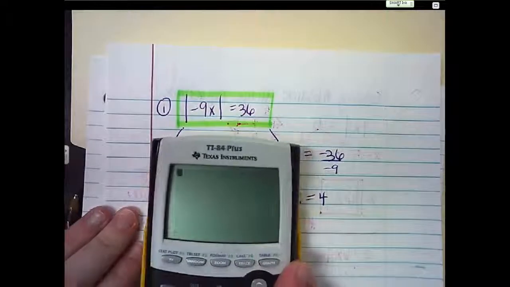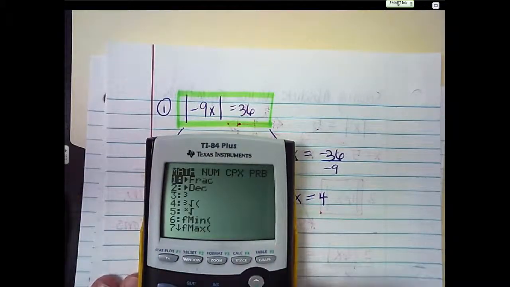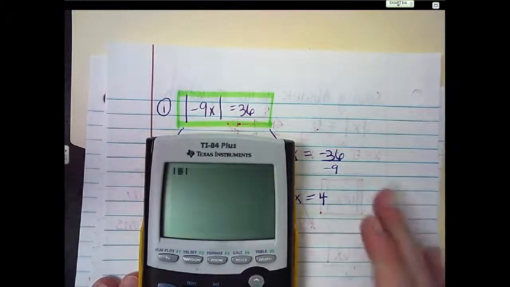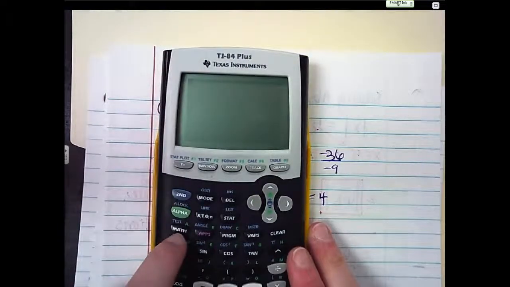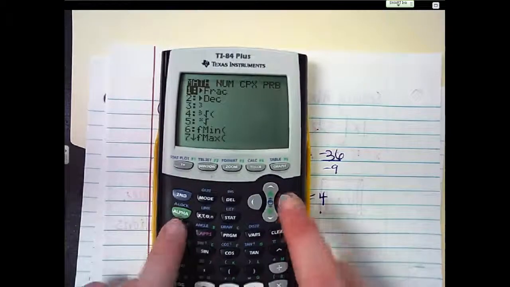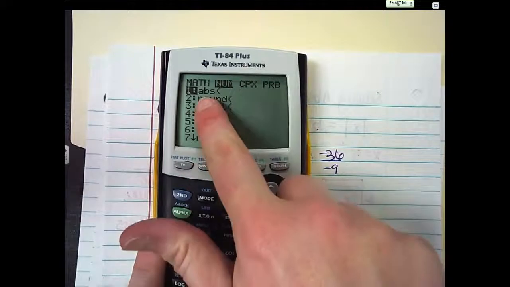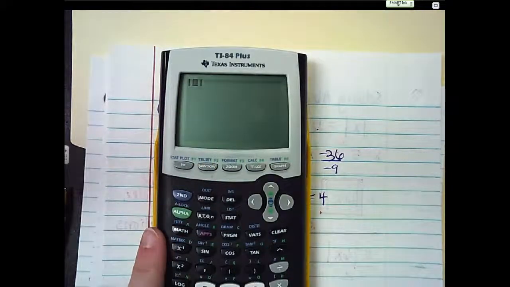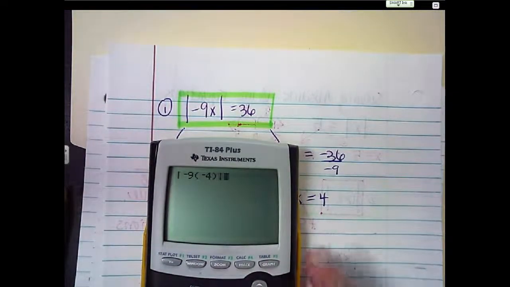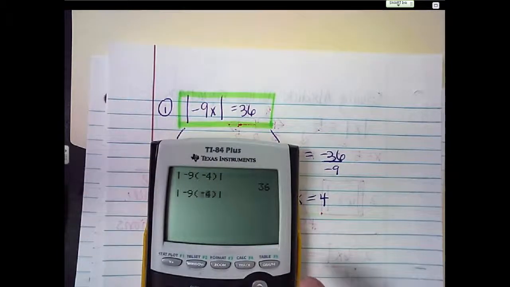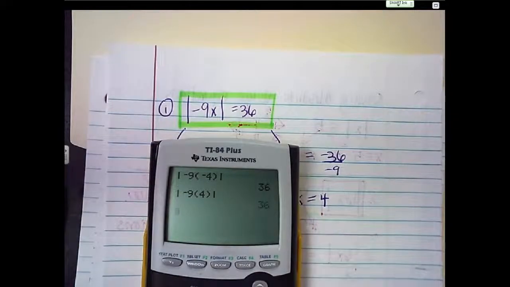Let's do that one more time so you know how to plug it back in. Math, arrow to the right, and then ABS. Make sure you know how to do that. Math is right here, under alpha. Math, arrow 1 to the right, and negative 9, and I want to plug in our first one, negative 4. Equals 36, so that works. And then the second one is a positive 4, and that equals 36 also. There's no reason not to take the time and do that.